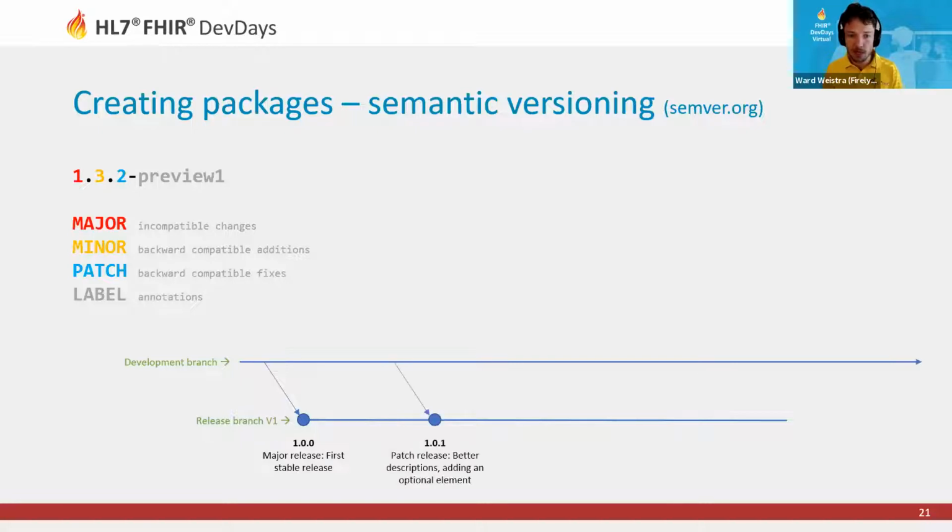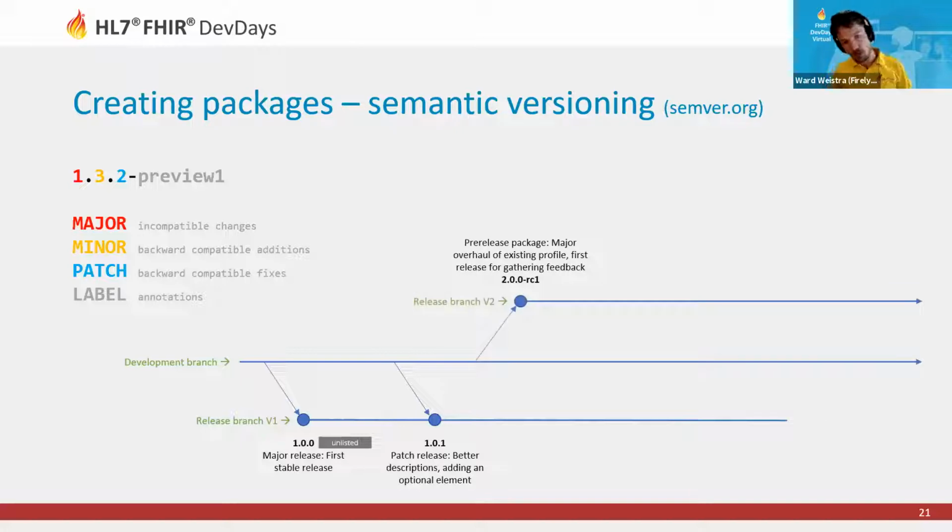Then at some point you might have made some changes, maybe some typos, better descriptions, etc. And then you only want to change your patch version. And then we might indicate to other people, well, this is a better version of the package, so you might want to upgrade to the newer one, and we're unlisting the older version.